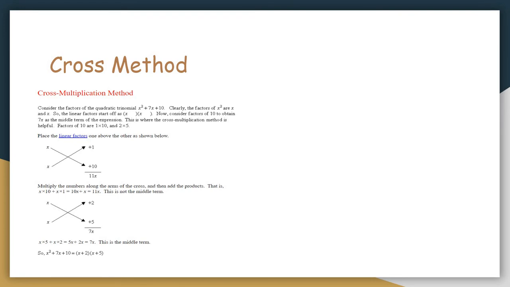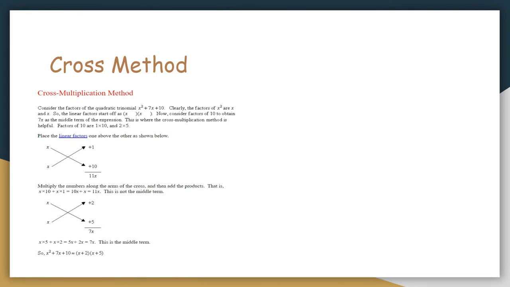Consider the factors of the quadratic trinomial x squared plus 7x plus 10. Clearly, the factors of x squared are x and x. So, the linear factors start off as x. You have to fill in the parentheses later, obviously. But first, just leave the first parentheses to be x and the rest of it blank. The second parentheses is the same thing.